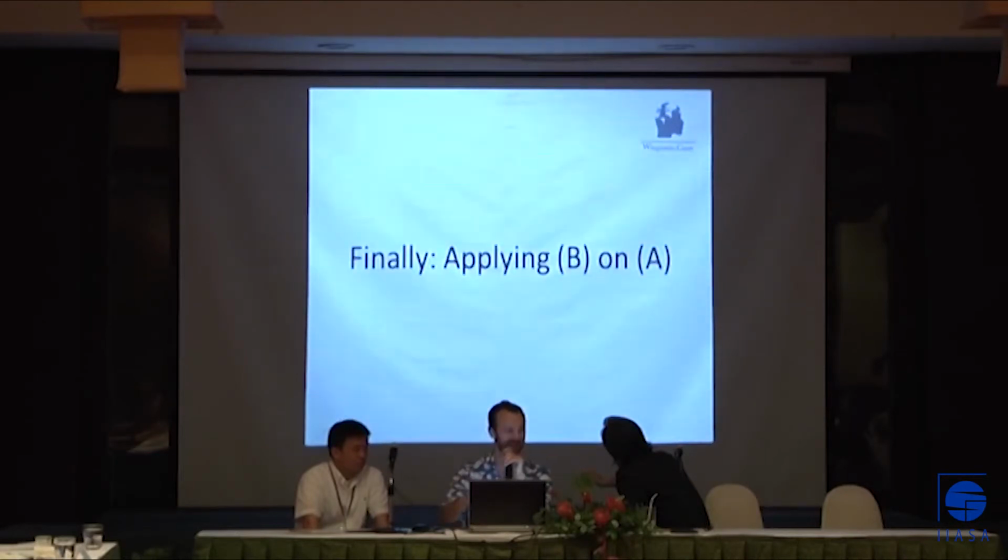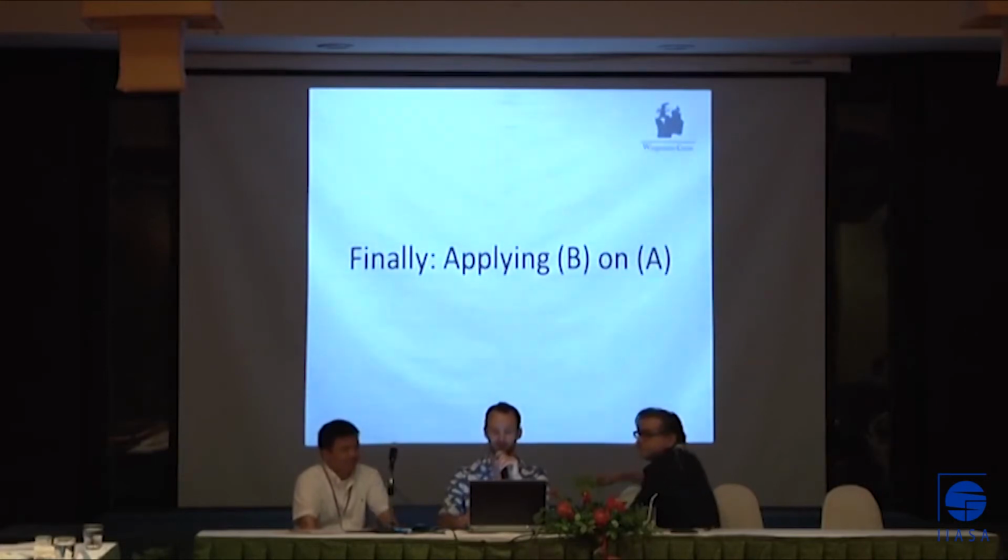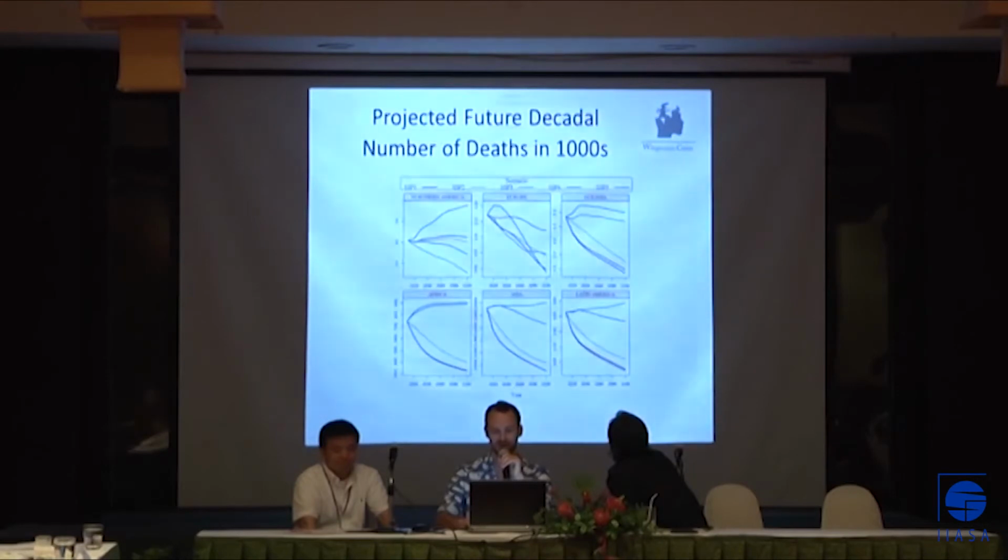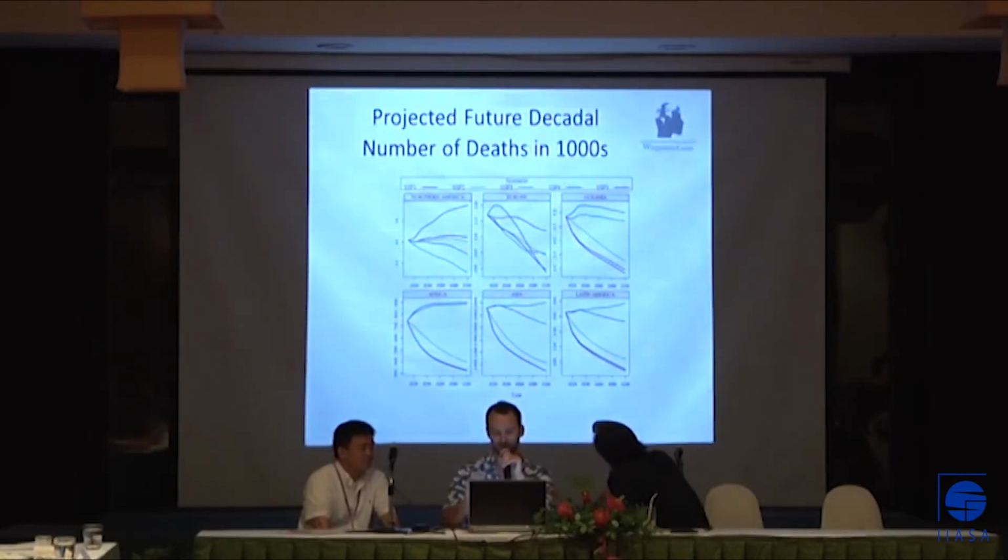So finally, as I announced at the beginning, I'm applying the results from before to the shared socioeconomic pathways. And what you have here finally is the projected future decadal number of deaths in thousands for the 6 different world regions. These are, of course, still very preliminary results, and I need to spend more time looking into them.